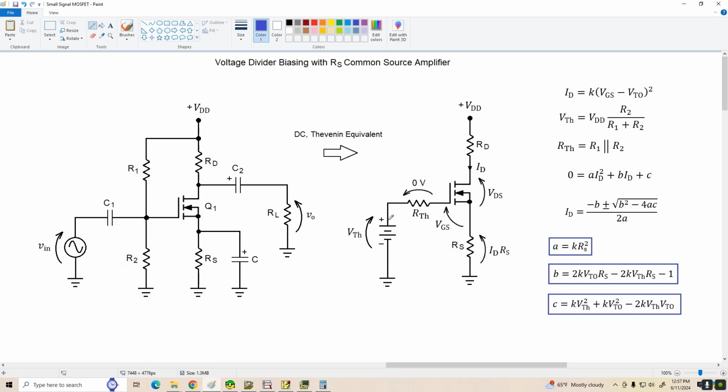Our DC equivalent is shown over here. We covered the analysis in the last video. So all the pertinent analysis equations are shown over here, and I'll talk about these again as necessary when we do an example. So now let's go ahead and take a look at the AC equivalent circuit.